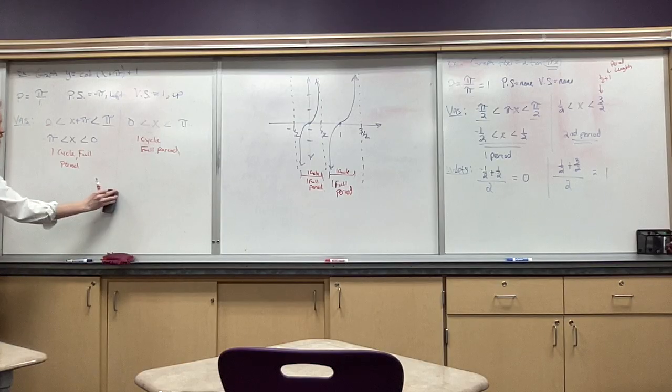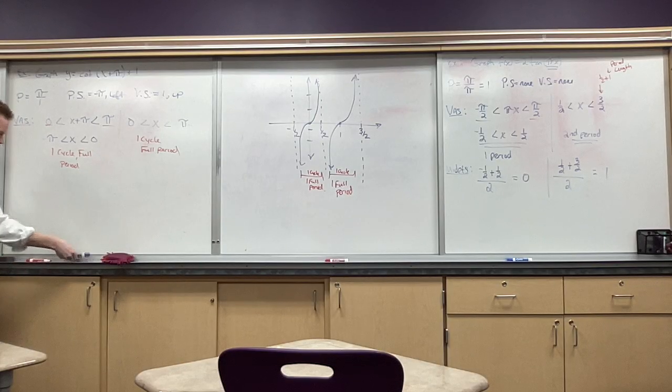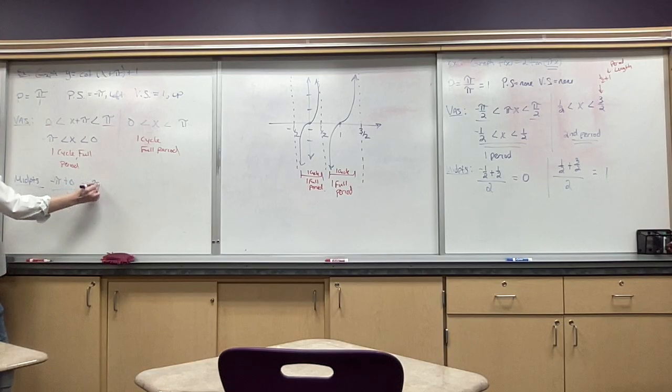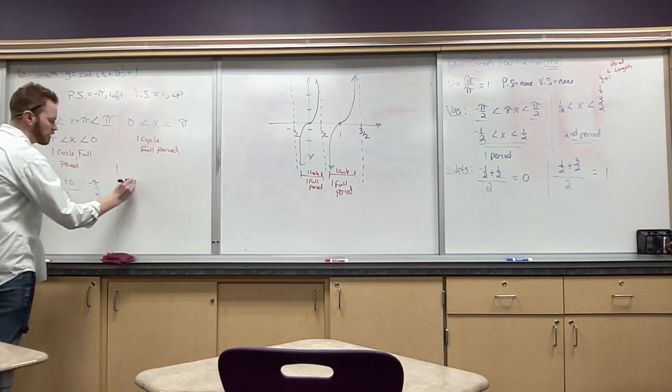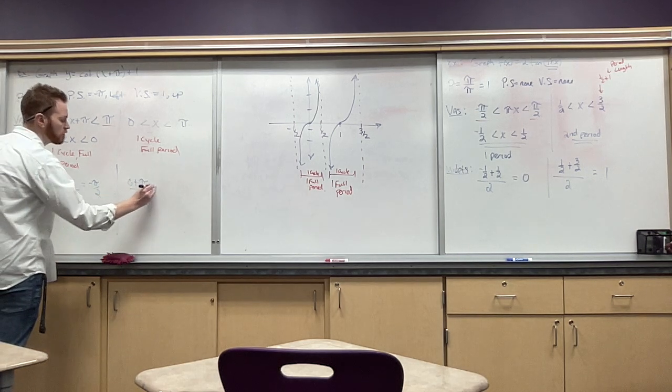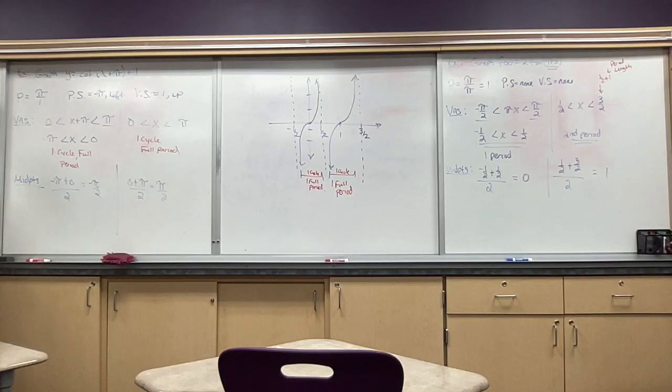Now, we've got midpoints. So let's do the midpoints for this one. We'll take our 2 asymptotes, divide by 2. So negative pi over 2 is where we're going to be touching the x-axis. This almost seems easier than the increments at times. And on this side, 0 plus pi divided by 2. So that pi over 2 is where we're going to have that midpoint.